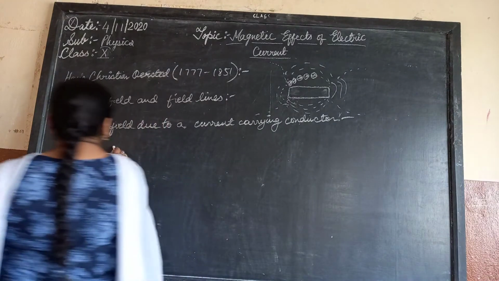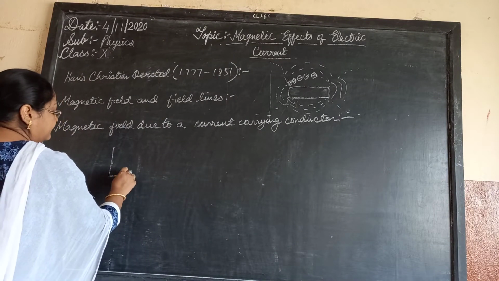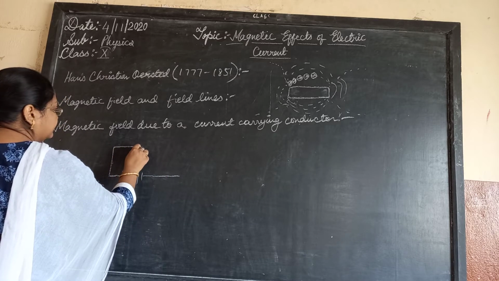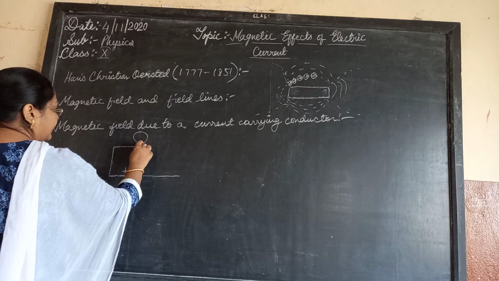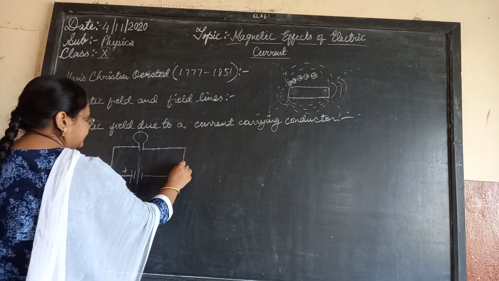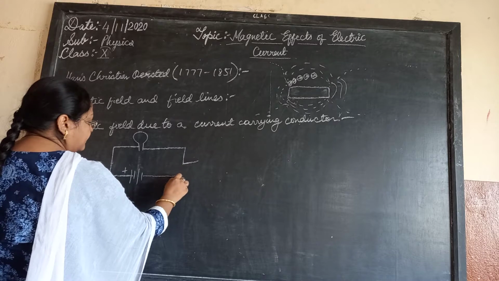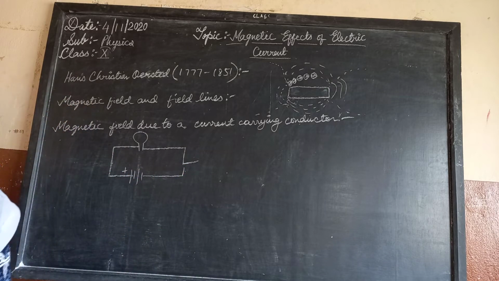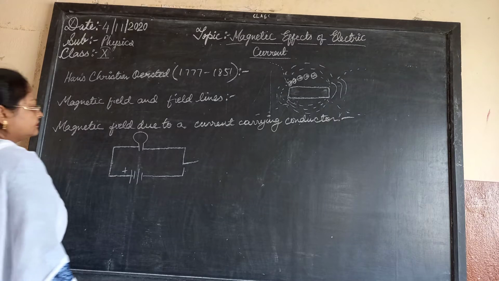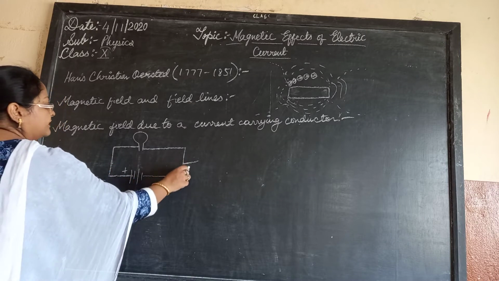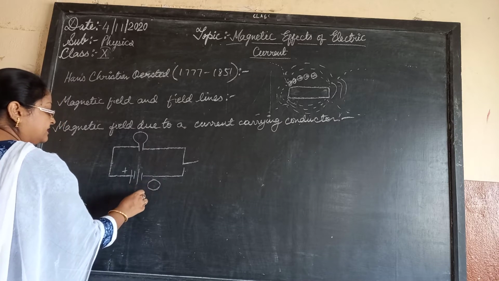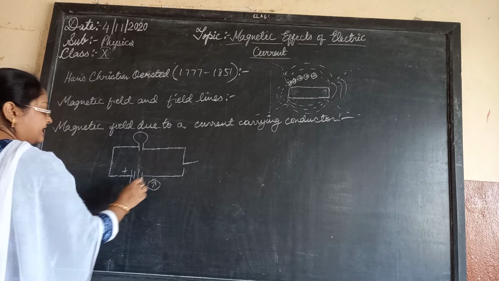Now, magnetic field due to a current carrying conductor. Suppose we have here a small battery connected to a bulb, and this bulb is connected to a switch. This is an open circuit. If you close the circuit, the current will move in this circuit. When we switch on the circuit, the electricity will move, and if we bring a magnet near it, it will tend to the direction north and south.